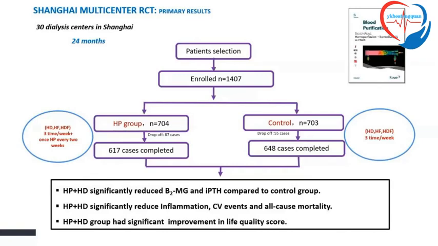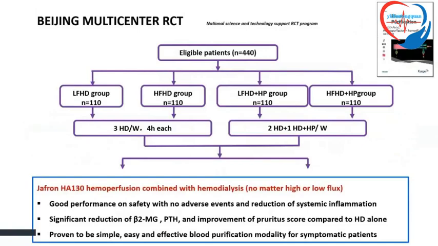I think one of the issues was to consider whether to use high or low flux membranes, and this study on more than 440 patients demonstrated that independently of the use of low or high flux dialyzers, there is a survival benefit and improvement in retention molecules, quality of life and symptoms when you associate hemoperfusion with either low or high flux dialysis, showing that the importance of adsorption in this case seems to be quintessential to remove those specific molecules. What is the recommended regime?